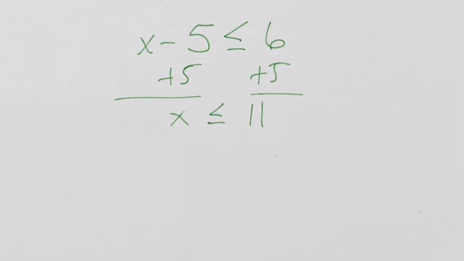We can add 5 to both sides on this one, and we get x is less than or equal to 11. So if we put the number 11 in here, since it says equal to, that'd be 11 minus 5, which would be 6 is less than or equal to 6. It works.